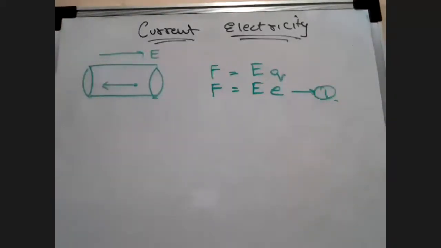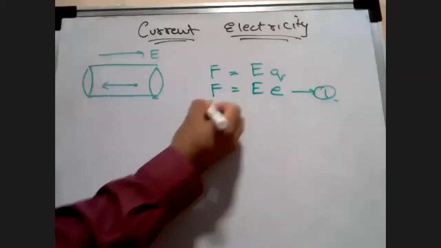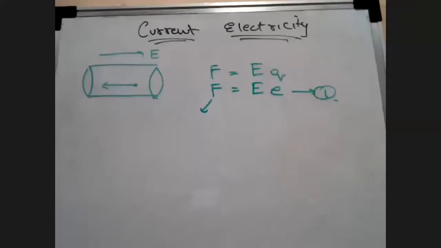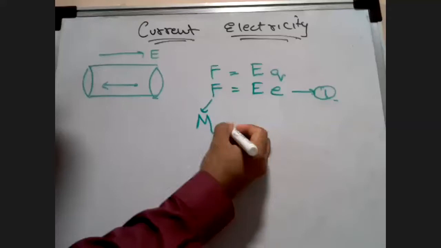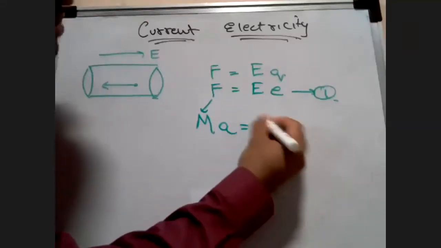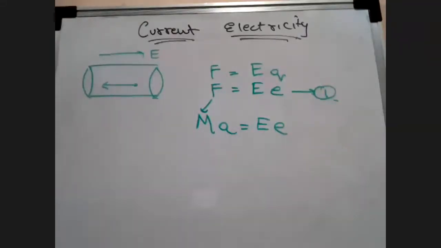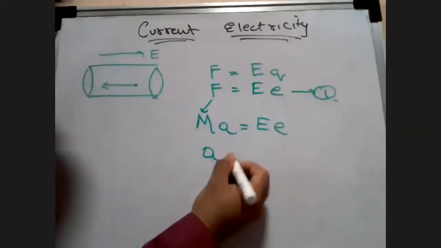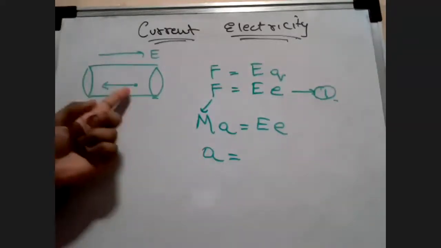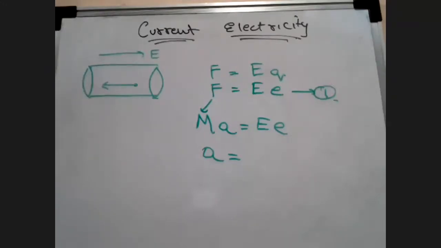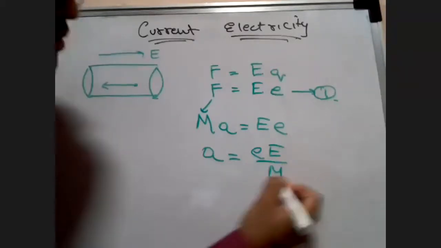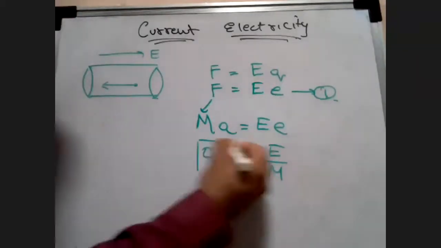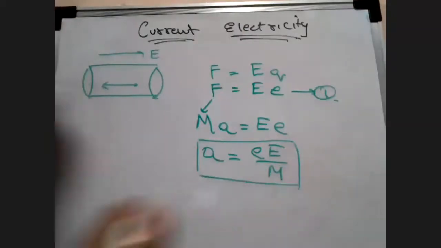Now look here. Force can also be written as mass into acceleration. So I will write mass into acceleration equals E times small e. So the acceleration which an elementary particle receives is going to be E times small e upon the mass. This is an important concept.